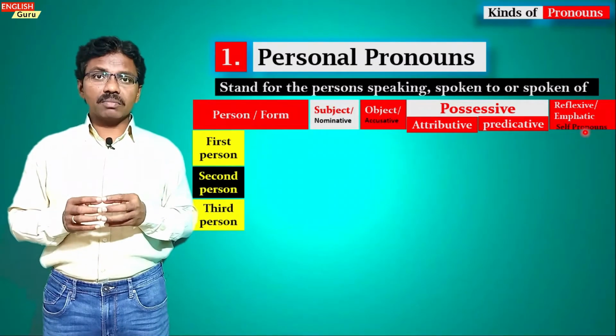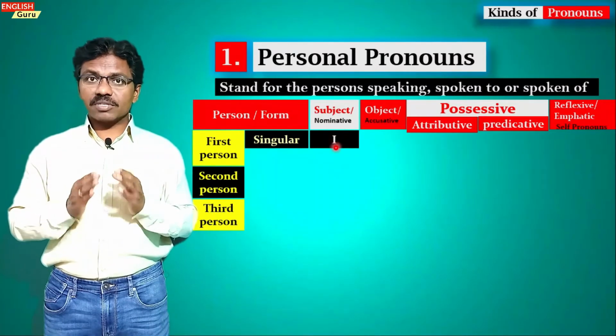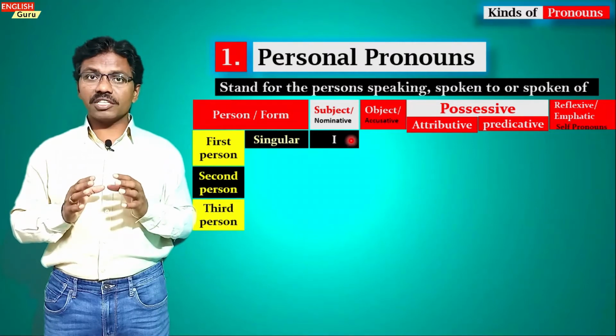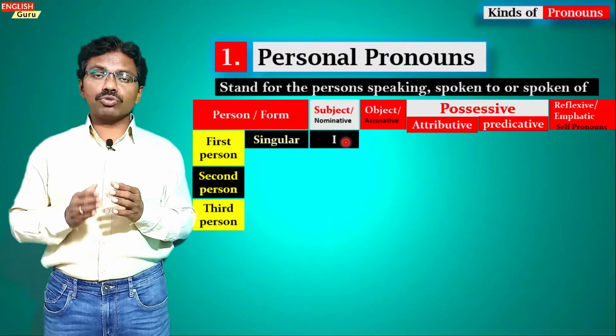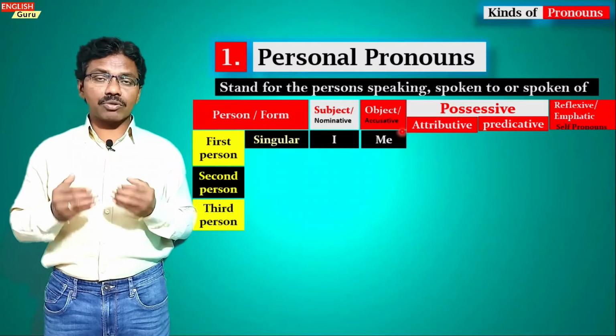Let us take for example the first person singular I. I is a subjective form and it is always used as a subject, and it is called a nominative case. Whereas when it comes to the object, it becomes me, or we can call it an accusative case.